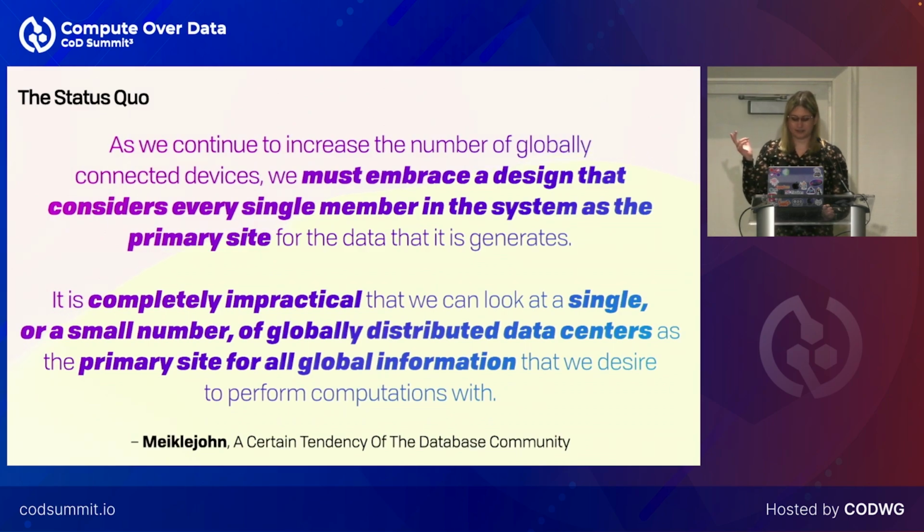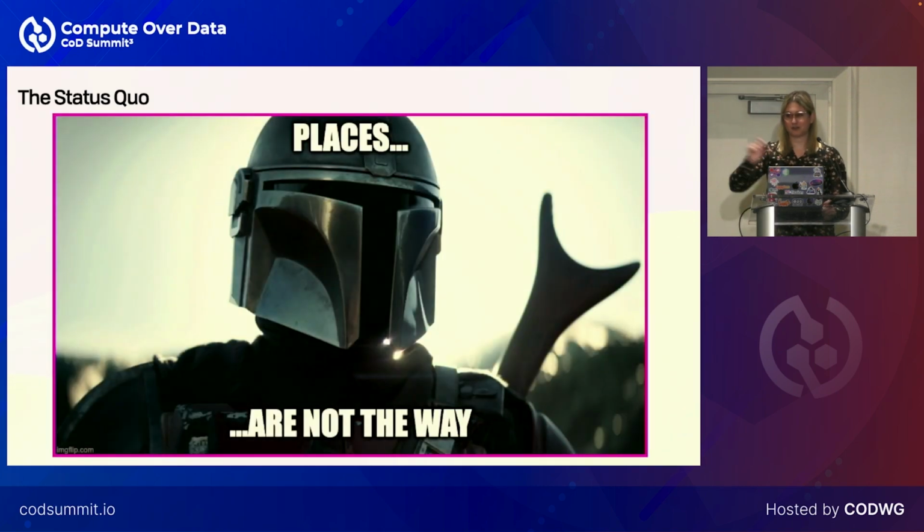Chris Meiklejohn has this wonderful paper, A Certain Tendency of the Database Community, that says that the current situation is literally untenable, right? We have to embrace a design that brings things closer to the device, closer to the user, that doesn't say the database lives there, it's wherever the data is being produced. We can't have a small number of sites where data is consumed, stored, and operated on. Which is to say, I think uncontroversially for this room, that places aren't the way. We want things that are content addressed, that can move around transparently, and that can be stored in multiple places, or even where they're produced and consumed directly.